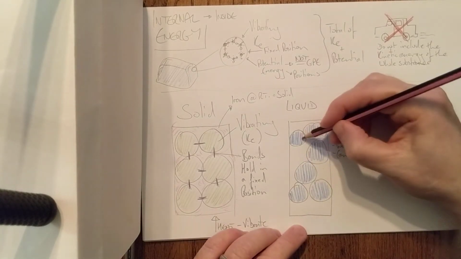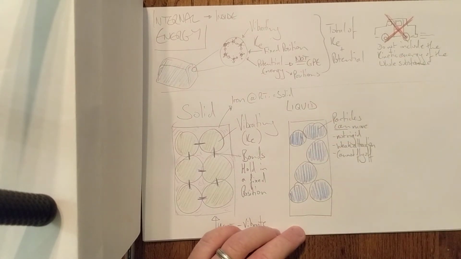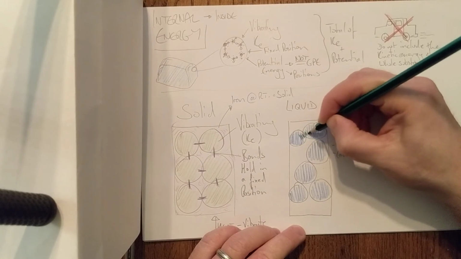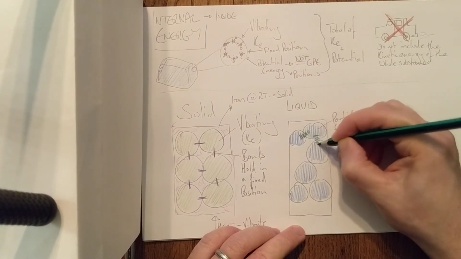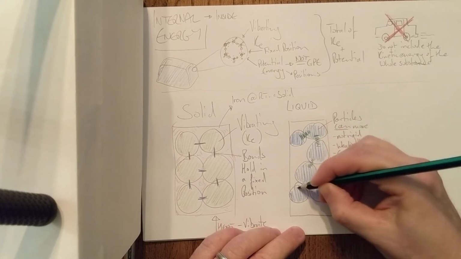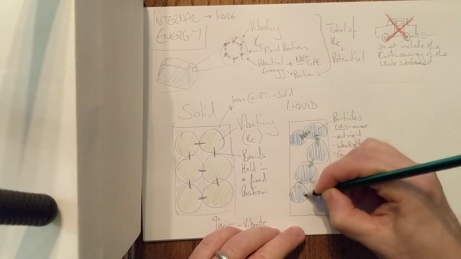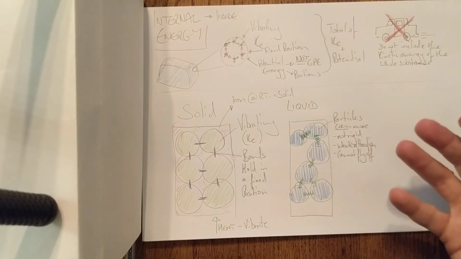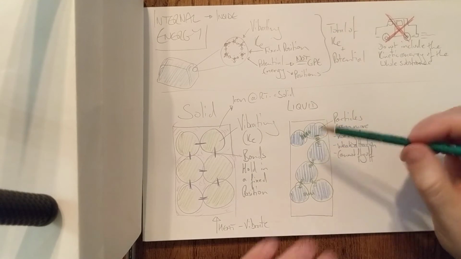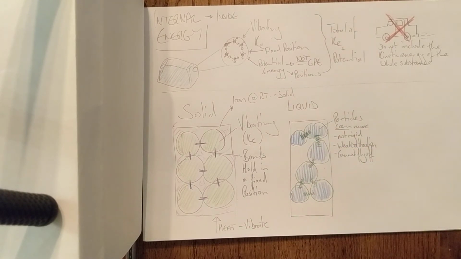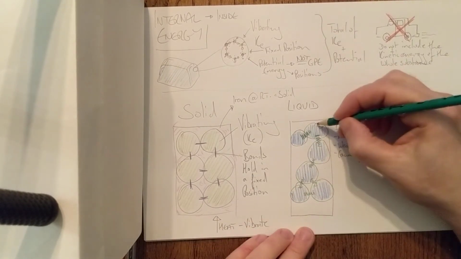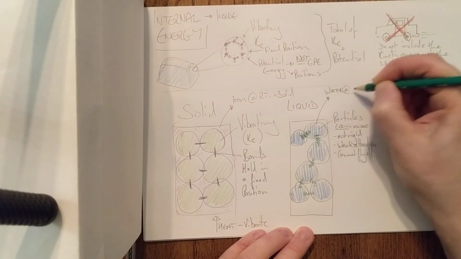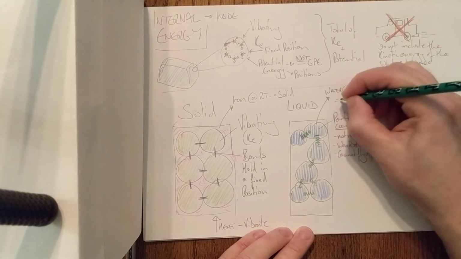So I'll just draw some little dark green ones. Okay, so there's some weak attractions there, just like that. Again, if we're going to heat that up, then eventually we'll give that enough energy that these particles will be able to fly off. But at room temperature, water equals a liquid.